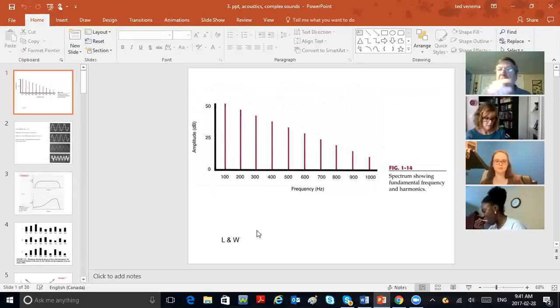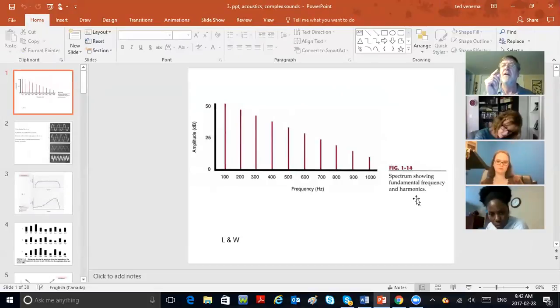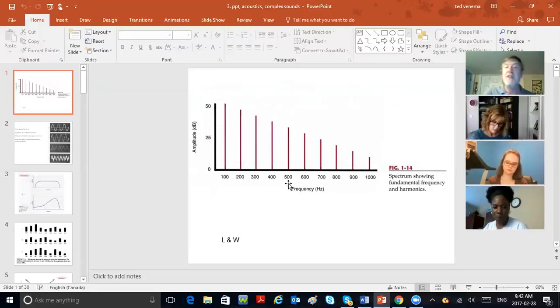So you'll see on a spectrum, the horizontal is frequency, the vertical is amplitude. This is a spectrum showing a fundamental frequency and its harmonics. So now let's define harmonics. Harmonics are equal multiples of the fundamental frequency. In this case, the fundamental frequency is 100 hertz. So any harmonics are going to be equal multiples of 100 hertz.